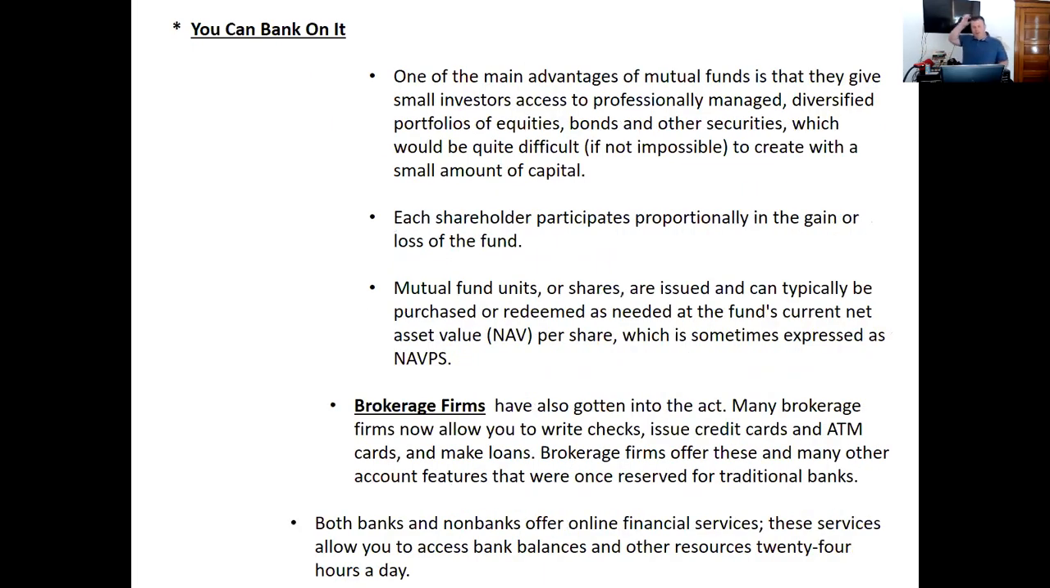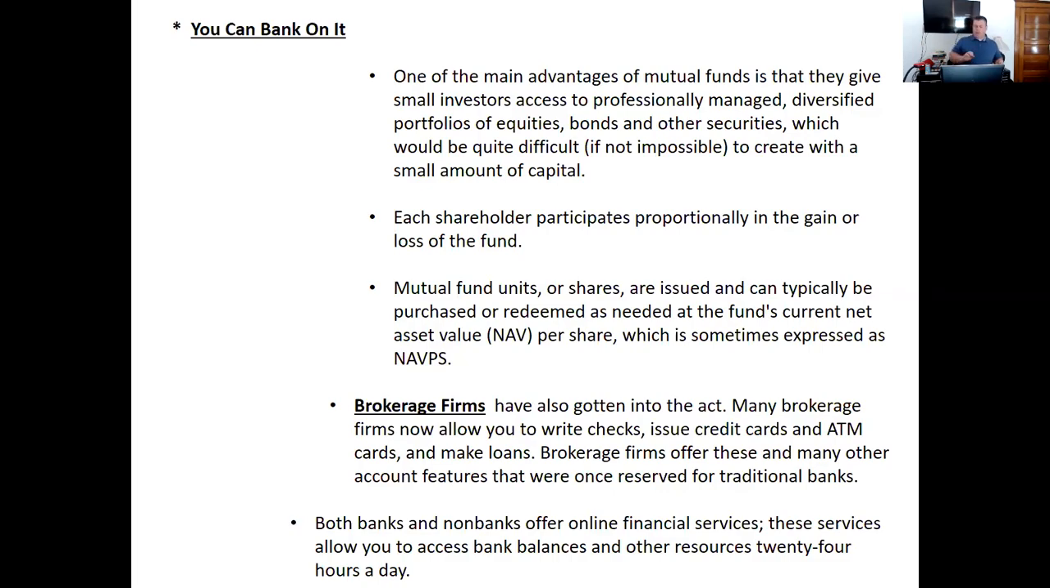One of the main advantages of mutual funds that I've already talked about is that they give small investors access to professionally managed, diversified portfolios of equities, bonds, and other securities, which would be quite difficult, if not impossible, to create with a small amount of capital. Think of it: if you want to buy 500 shares of Apple, it's going to cost you at today's rate probably $10,000. Whereas if you join a pool of investors, you'll own fewer shares of Apple for less money, but you'll still own Apple and get the benefits of that.